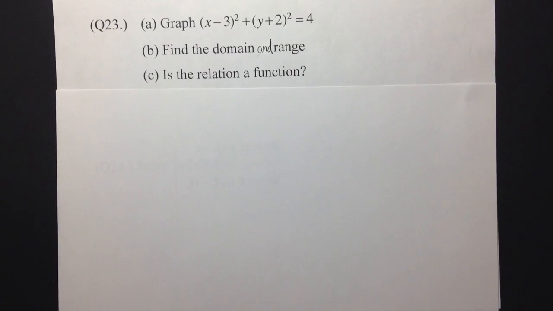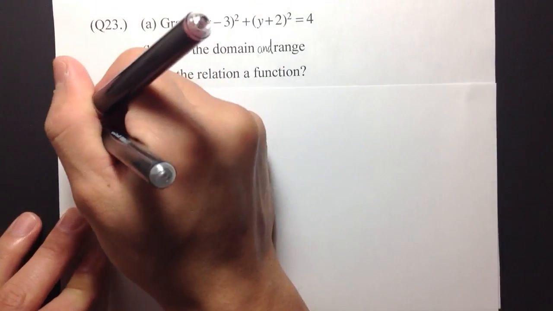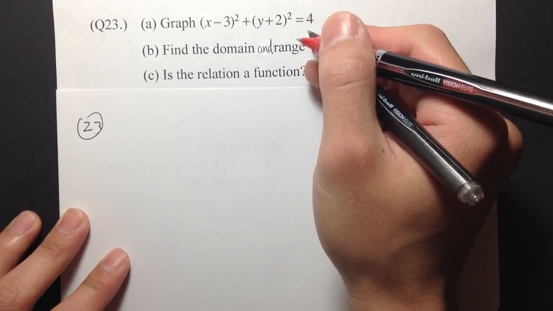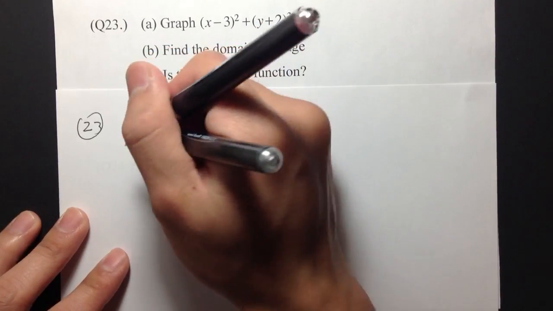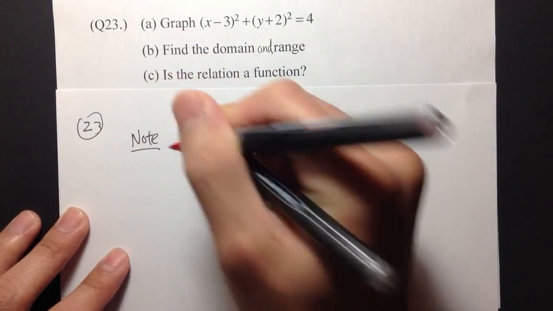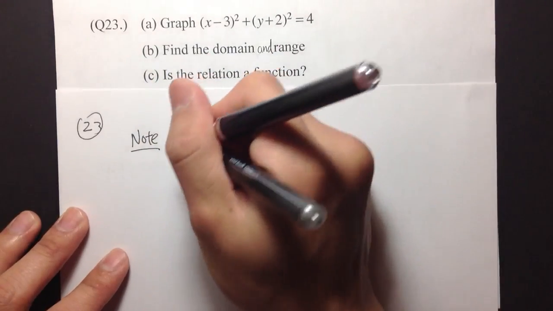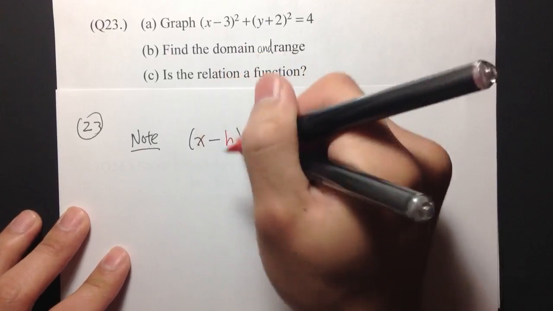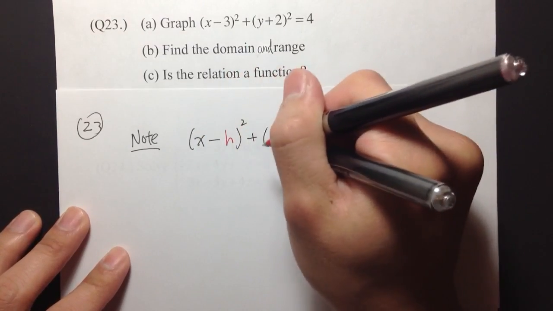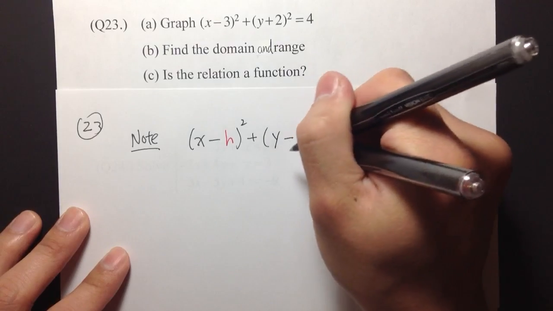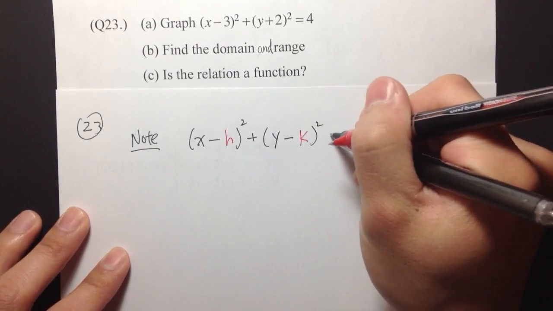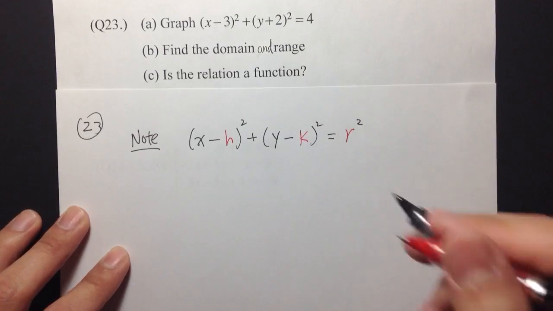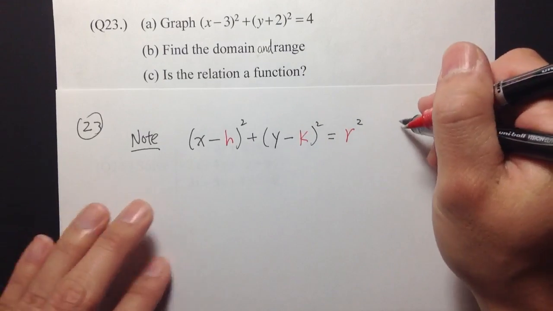Okay, for question number 23, we are going to graph this equation. So 23, part A, we are going to graph this equation. I will make a note first. When we have the equation in the following form, (x minus h) squared plus (y minus k) squared, if that is equal to some number r squared, this right here, it's an equation of a circle.